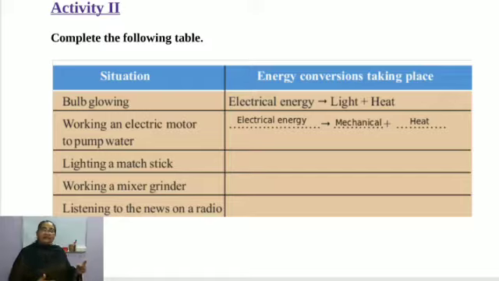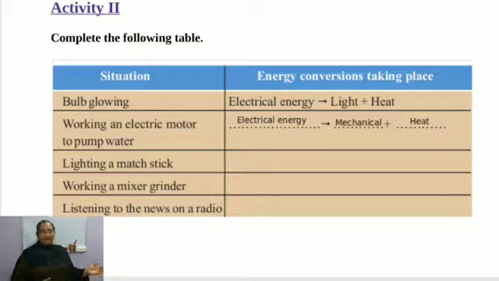And what are the other types of energy which are produced when the water pump works? Yes, you can hear a sound, isn't it? So sound energy is also produced, and if you touch the motor, it will be hot. So heat energy is also produced. So which are the different types of energy transformation happening in a water pumping motor? Yes, electrical energy is being converted into mechanical energy, heat energy and sound energy.